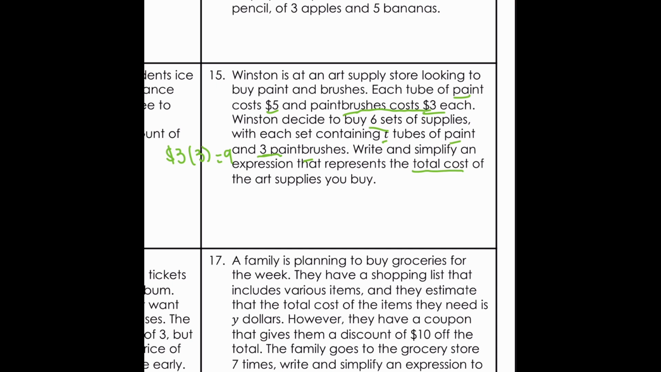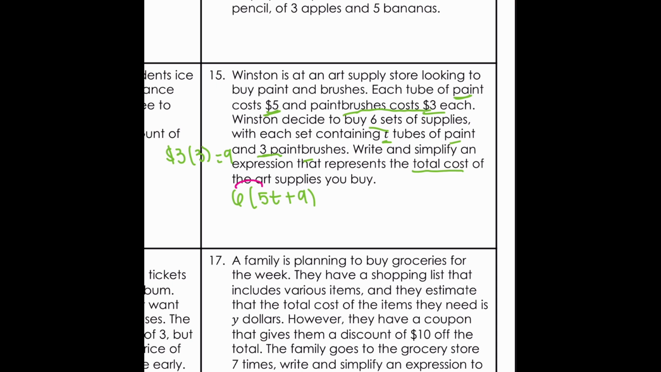Okay, so now I'm going to go back to 15. I'm going to think about the whole thing as a picture. Okay, so it says each tube of paint costs $5 and they want to buy sets of 6. So 6 sets of the $5 per tube, and we're going to use T for the paint. So 5T for the paint, tubes of paint right here. And then we're going to add that to the $9 that we spent already on the paintbrushes. Okay, now we're just going to simplify that.